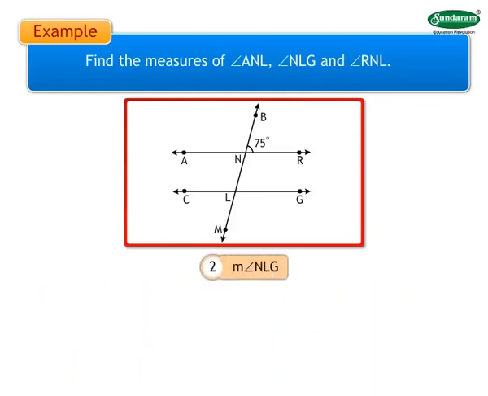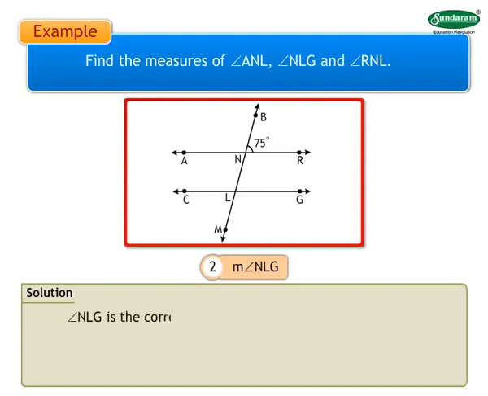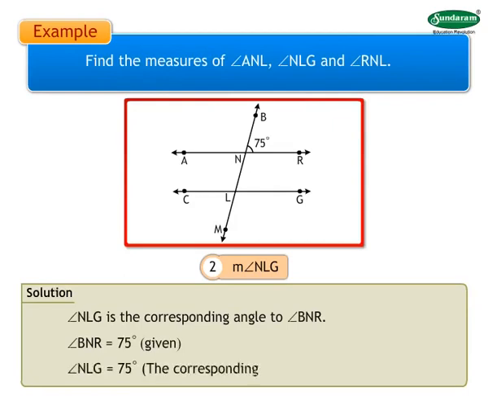Number 2. Angle NLG. Solution. Angle NLG is the corresponding angle to angle BNR. We know that the corresponding angles have the same measure. It is given that angle BNR is equal to 75 degrees. Thus, angle NLG is equal to 75 degrees.